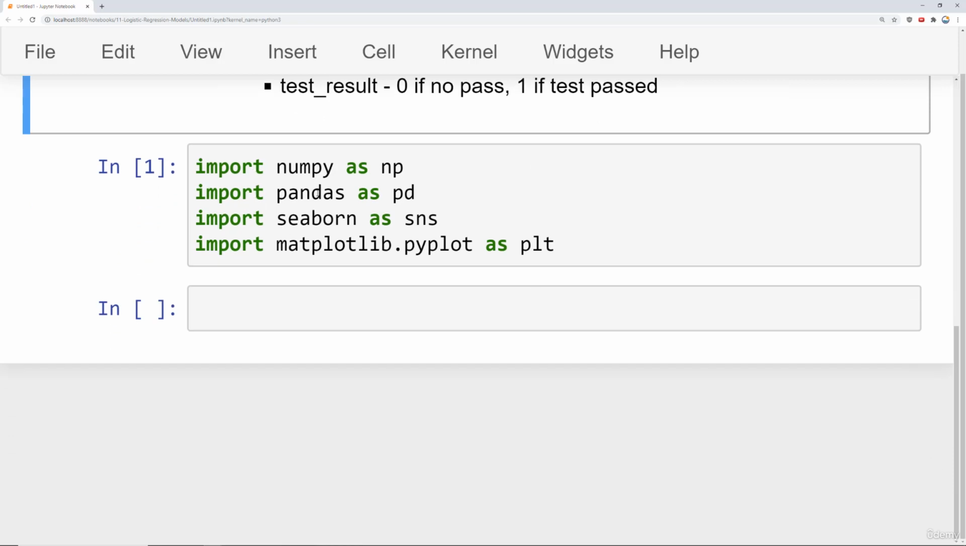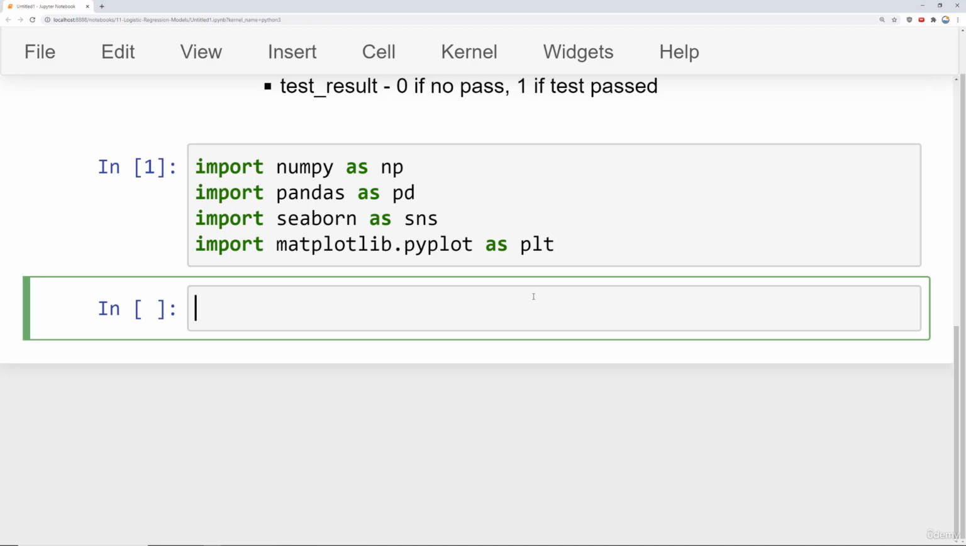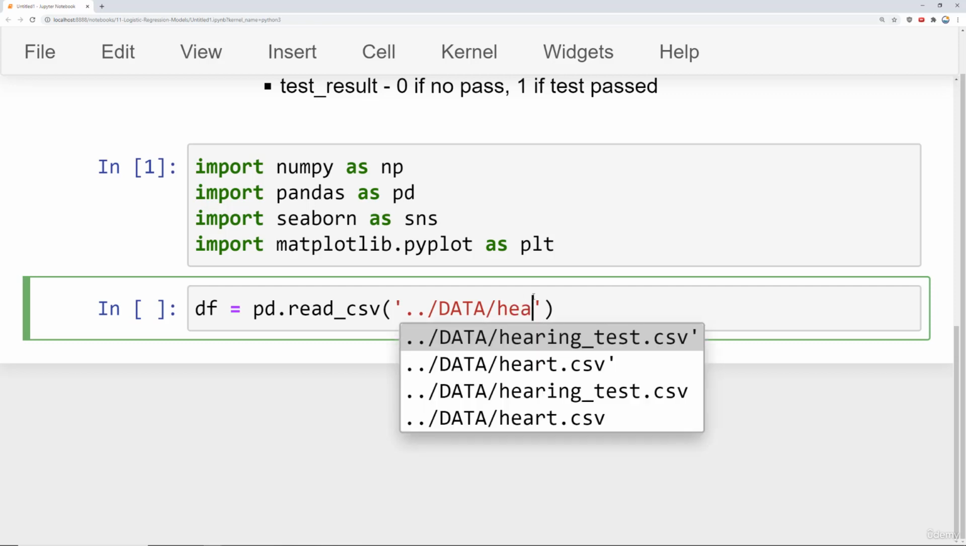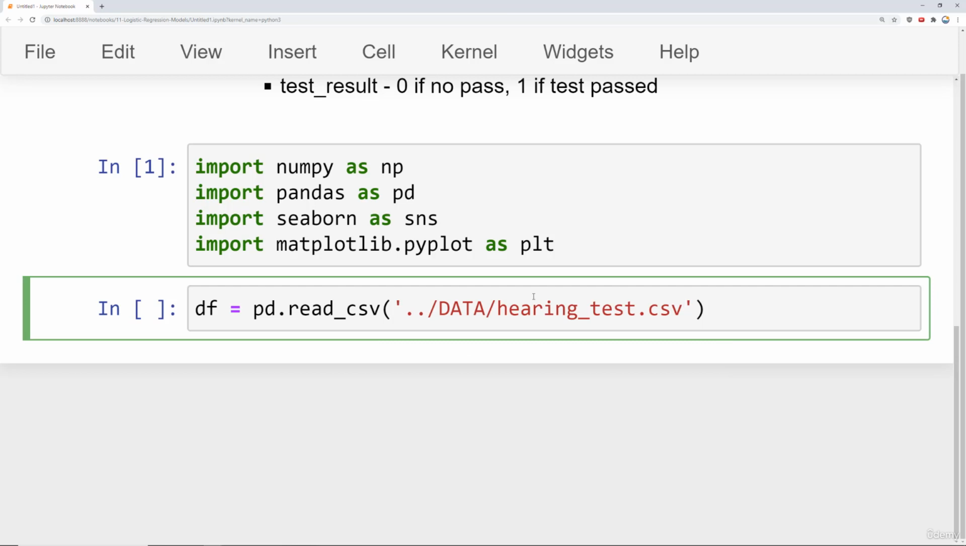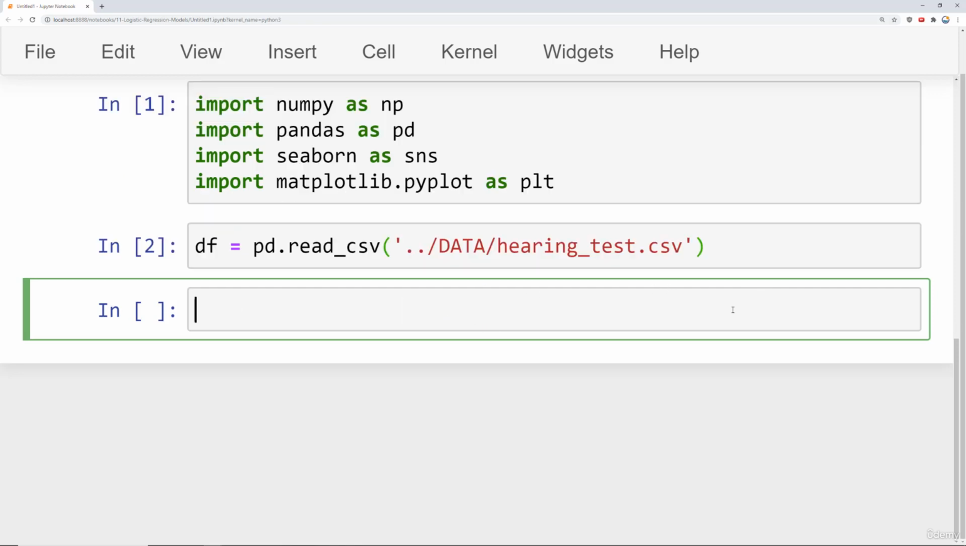I've gone ahead and imported NumPy, Pandas, Seaborn, and Matplotlib.pyplot, and now let's read in the CSV file. We'll say pd.read_csv, and I'm going to do this under the data folder that comes with the course material. There is a CSV file called hearingtest.csv. You should be able to just auto-complete this with tab. So again, under the data folder, depending on where your notebook is actually located, you may have to provide the full file path or 2 dots here to go back up a directory. Right now, I'm underneath the logistic regression models folder, so that's why I have these 2 dots to go back up a directory. So read that in, and let's check the head of the data frame.